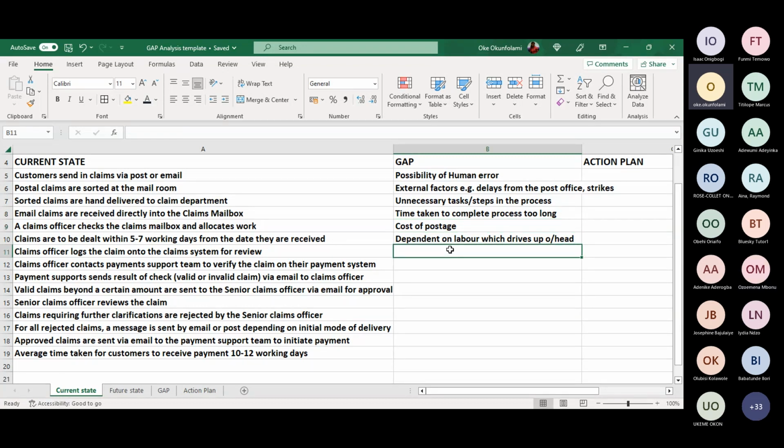So this shows you that when you are identifying your gaps, you can be seeing the pros and cons, right?